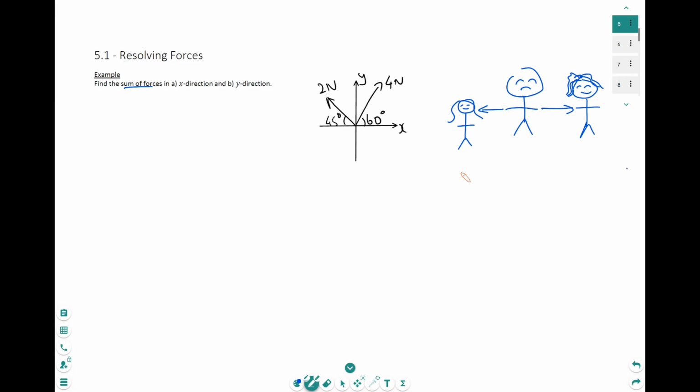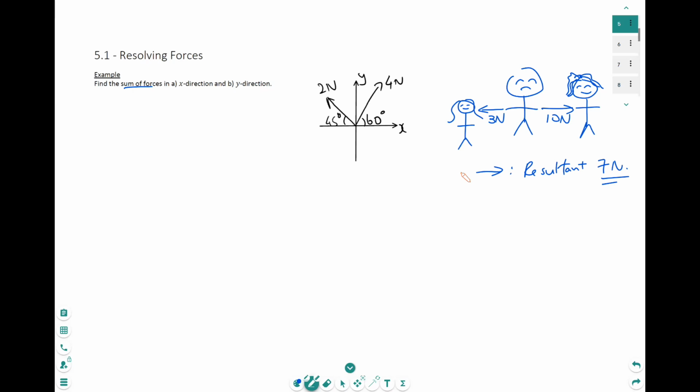No violence, I said. Right, so Mom is exerting 10 newtons to the right, and your baby sister only manages to exert 3 newtons to the left. So what is the resultant force here? The resultant force in the horizontal level, in the x direction, will be 7 newtons to the right, because Mom's 10 minus 3 is 7.